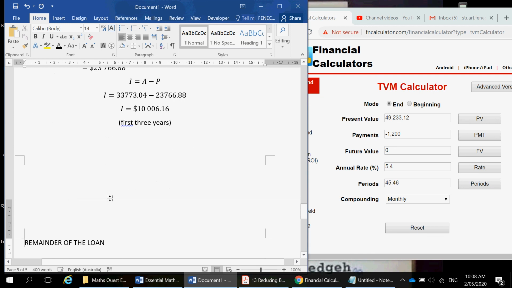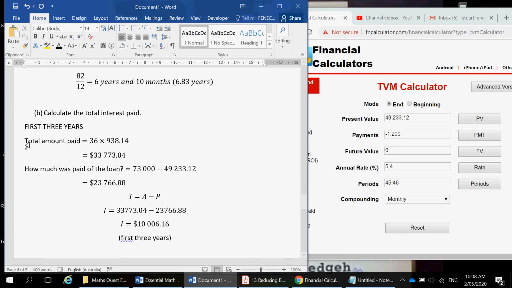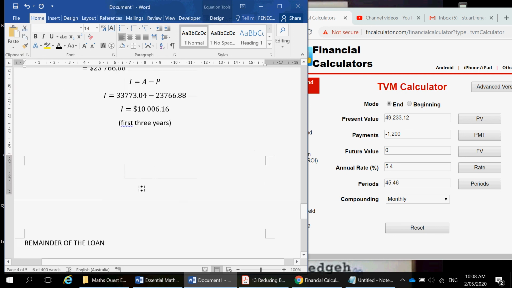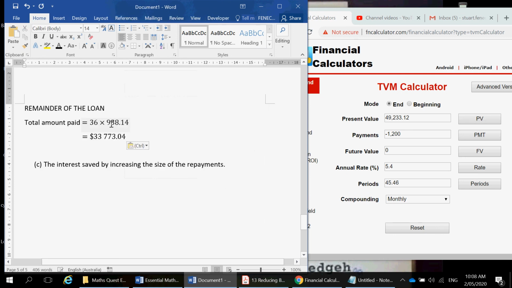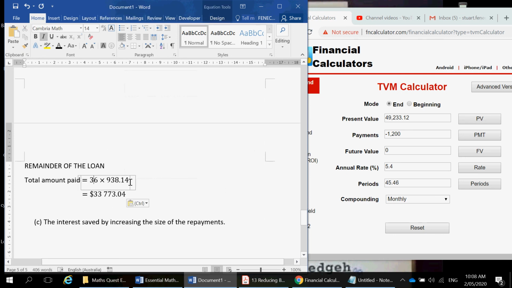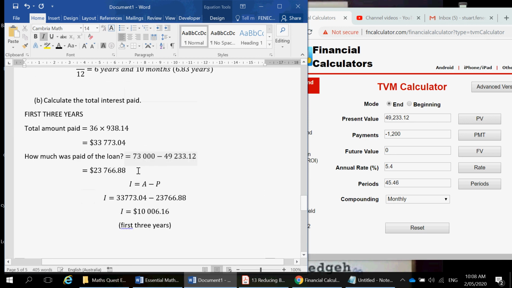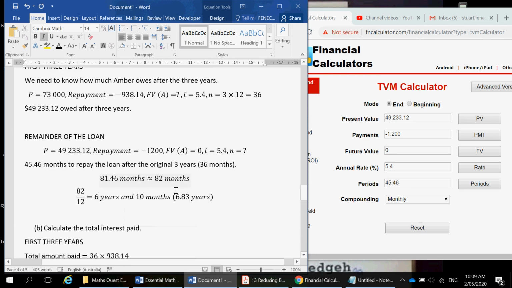The remainder of the loan we need to look at separately. The total amount paid for the remainder of the loan. This isn't going to be completely accurate because you've got kind of a half payment at the end, but let's not get too phased about that. For the remainder of the loan here, the repayments became $1,200, and there were 46 months worth of additional repayments to go.